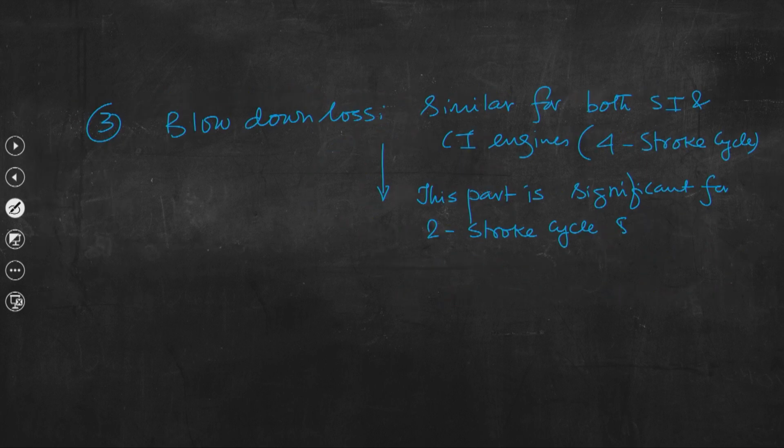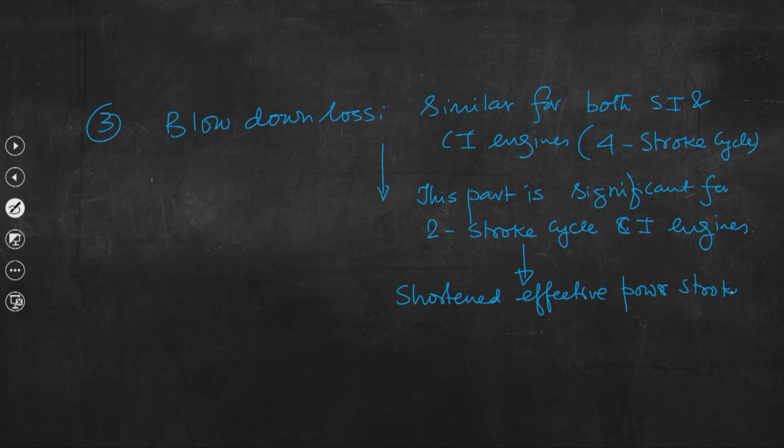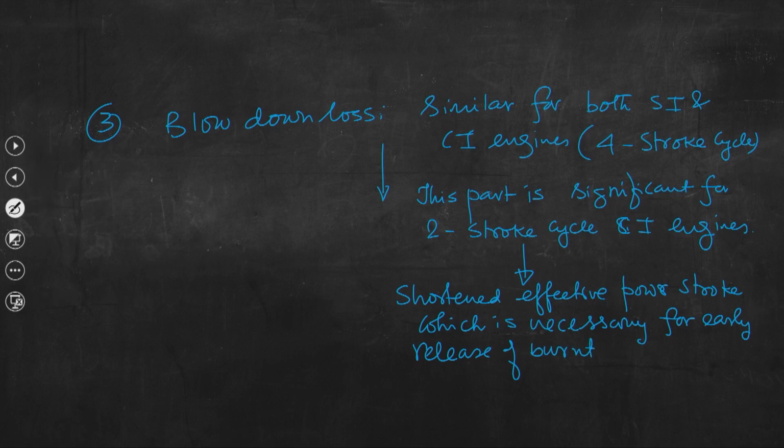This part is significant for 2-stroke cycle CI engines, because the reason is mainly the shortened effective power stroke, which is necessary for early release of burnt gases in order to achieve better scavenging.